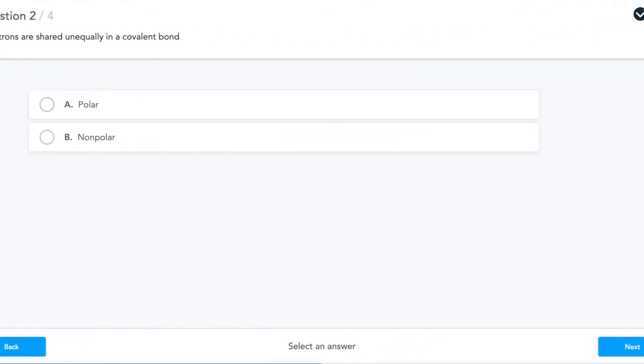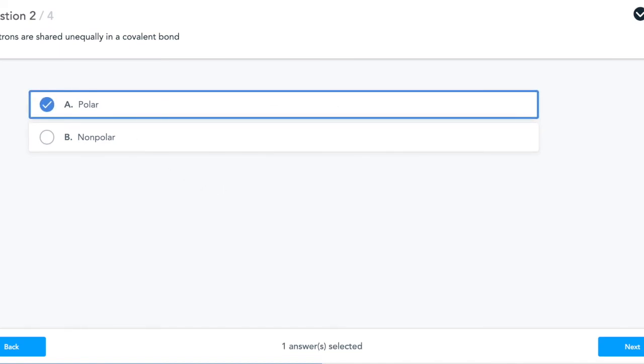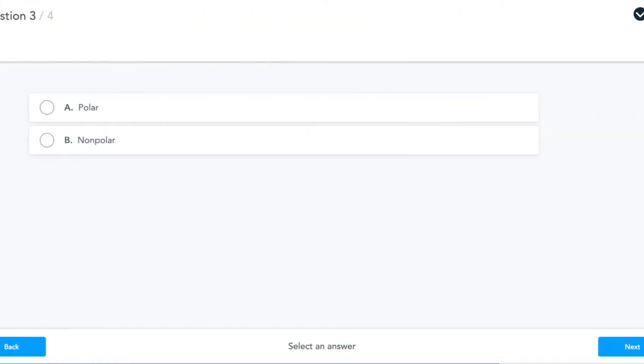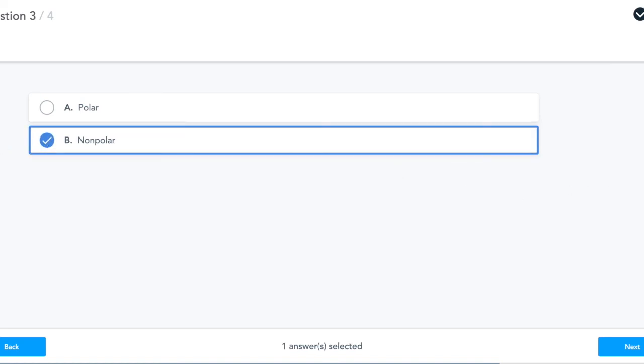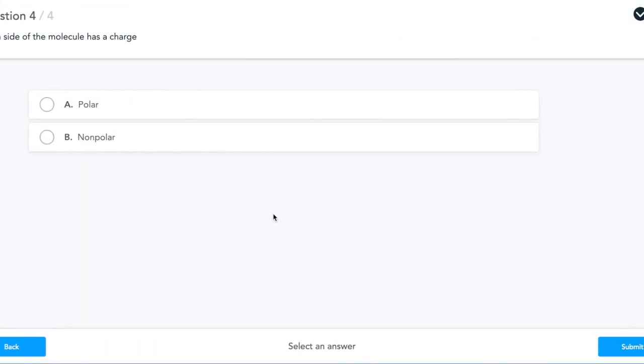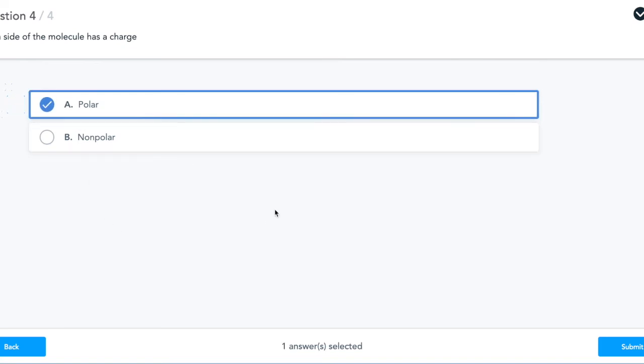Electrons are shared unequally in a covalent bond. That is going to be polar. One side pulls more than the other. Oxygen, O2, because you have 2 of the same atoms bonded to each other, that means that they are going to pull equally on their electrons, and therefore it is nonpolar. Each side of the molecule has a charge, that is going to be polar because each side of the molecule has a pole, a positive or negative pole.